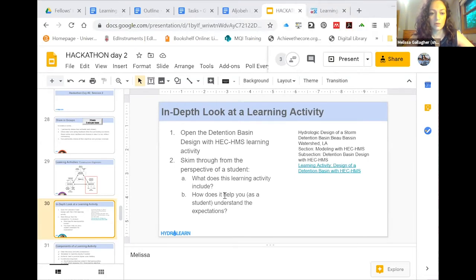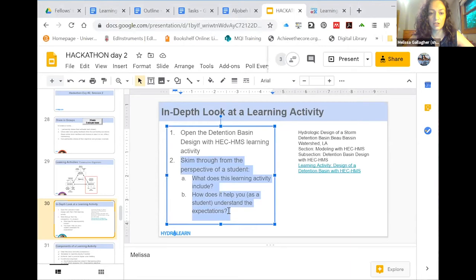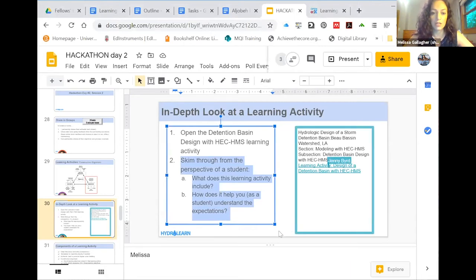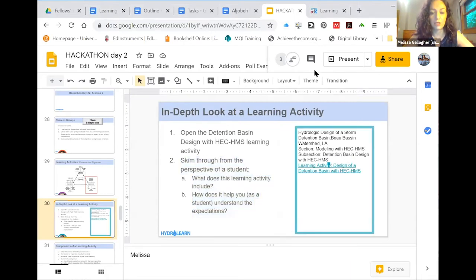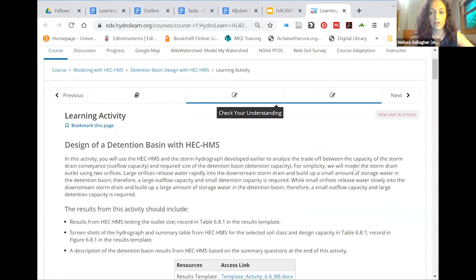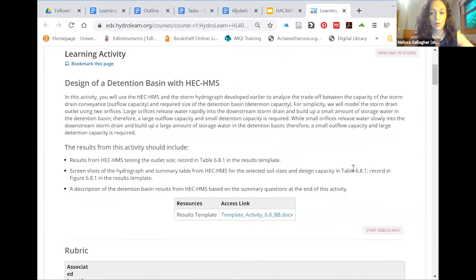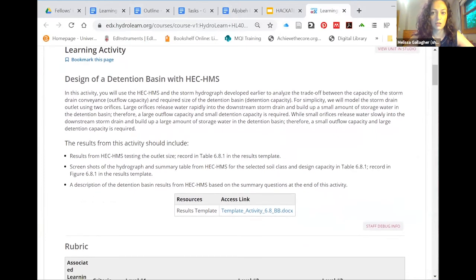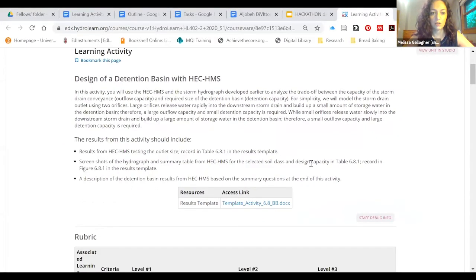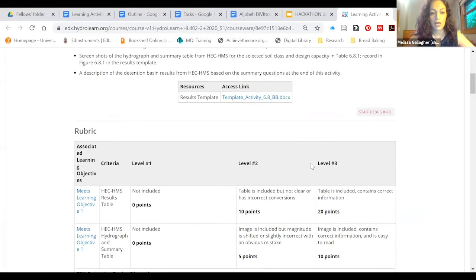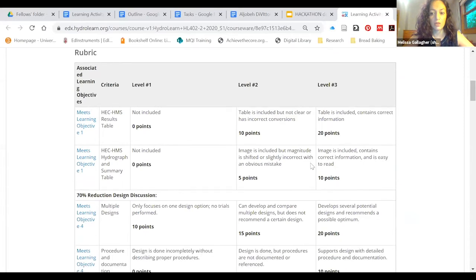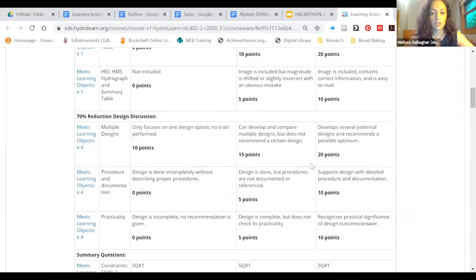As you look through this, I want you to look from the perspective of a student. What are the components of the learning activity, and how does it help you as a student understand the expectations? I'll have it up here on my screen, but you also have the link in your slides if you want to look through the different components. As you notice things that would help you as a student, just go ahead and note them in the chat.